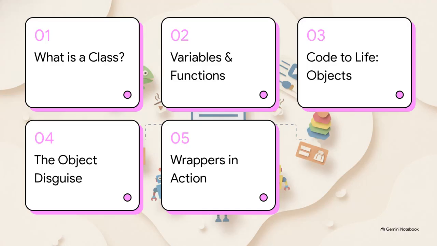Here is our quick roadmap for today. We'll start with number 1, what is a class? Then 2, variables and functions. 3, code to life, objects. 4, the object disguise. And finally, 5, wrappers in action.